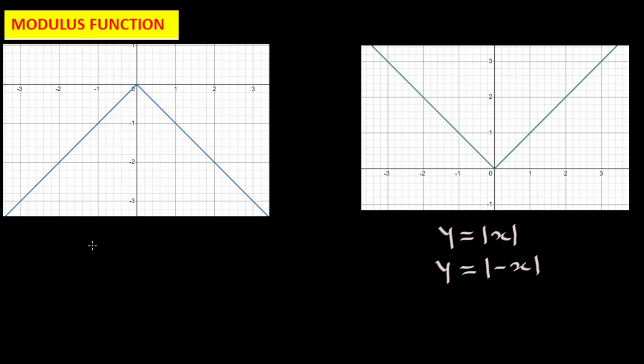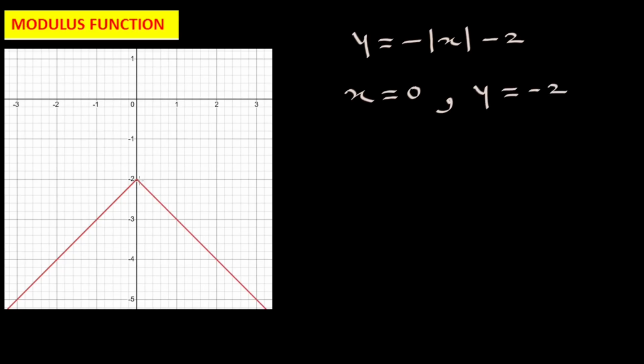While this is graph of y equals mod x, it will also be the graph of mod minus x, and then this will be the graph of y equals minus mod x or y equals minus mod minus x. This is a graph of y equals minus mod x minus 2. If we put x equals 0, it will be y equals minus 2. The graph emerges from this point 0, minus 2 and behaves like y equals minus mod x as usual.